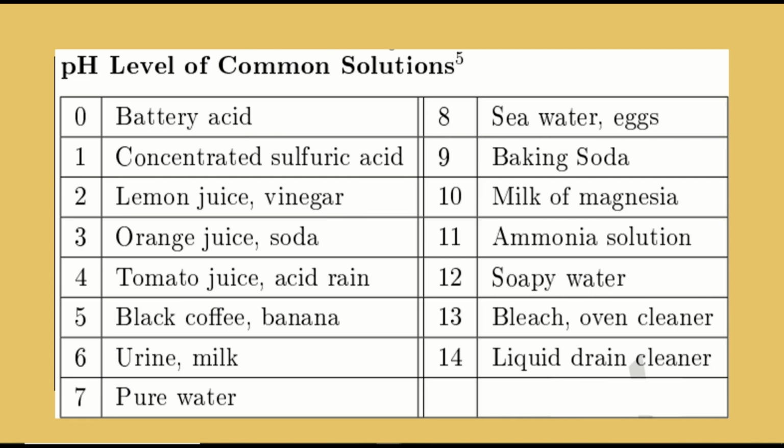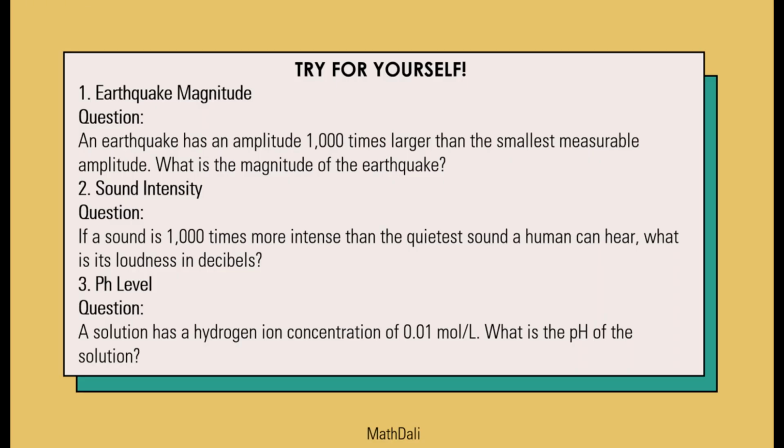So in finding common examples of that specific pH level, we will use this table. It is pH level 3, therefore it fits with orange juice and soda. Here are some sample problems which you may try for yourself.